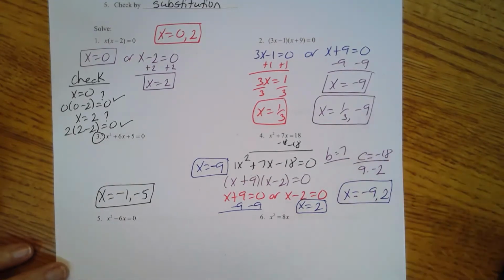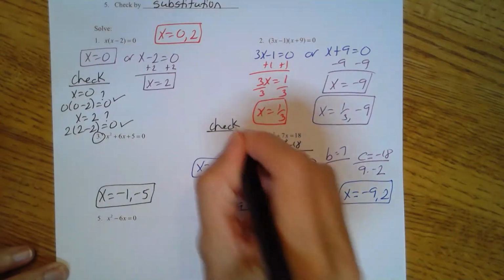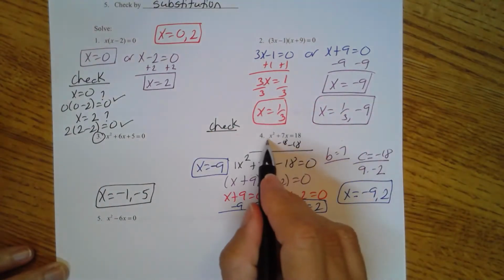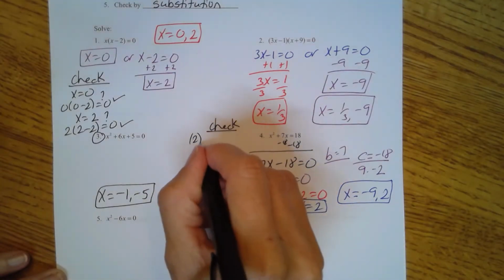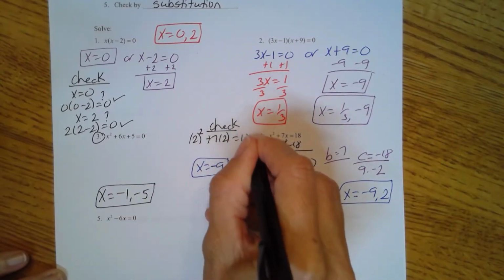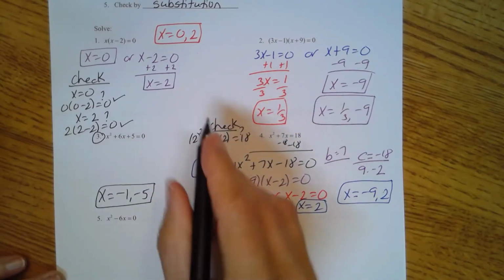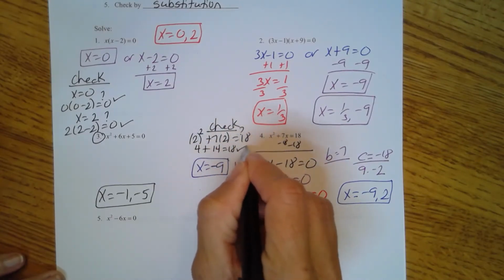Now let's make sure these work. So how do we check these? Again, you check by going to the original. So I'm going to check a 2 first. I'm going to plug a 2 here and a 2 here, and I want to see if I get 18. So plugging a 2 there, I get 2 squared plus 7 times 2 is supposed to equal 18. Well, 2 squared is 4, and 7 times 2 is 14, and that does equal 18.